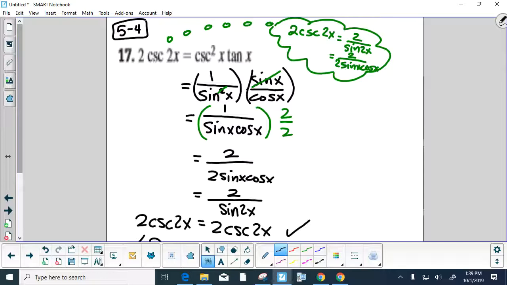Yes, ma'am. How do you get sine 2x equals 2 sine x cosine x? Okay, that's a great question.